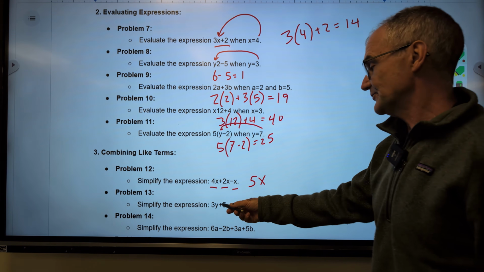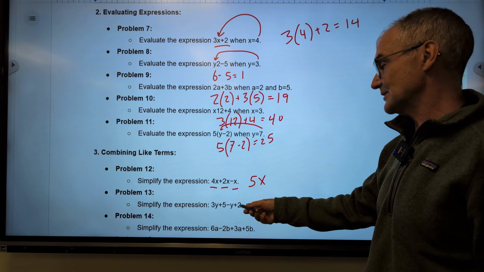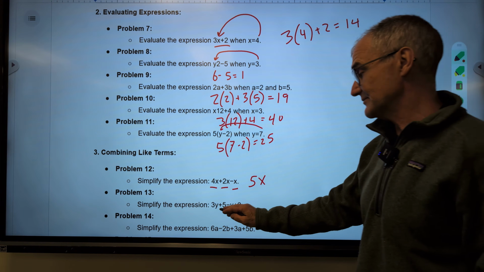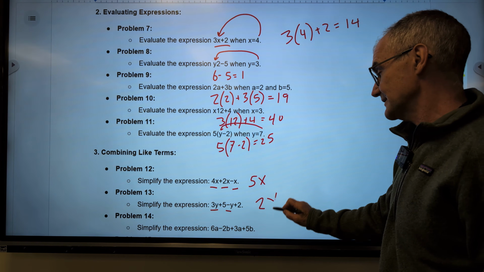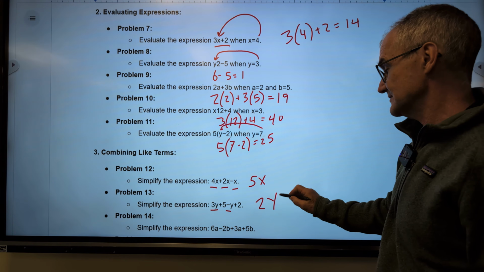Simplify the expression 3y plus 5 minus y plus 2. Here I have to combine my variables. I have 3 of these minus 1 of them, so I have 2y. And then I have 5 plus 2, 7.